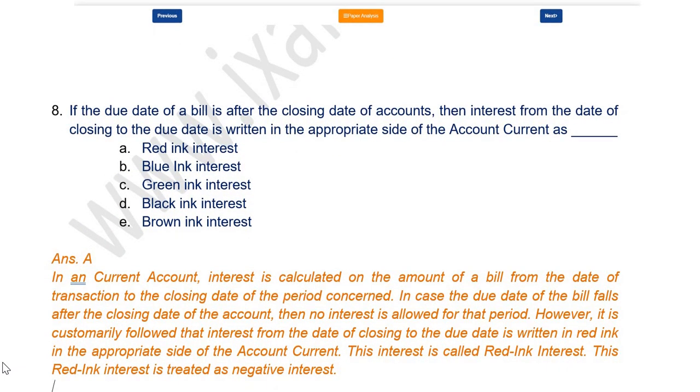Next question was related to a bill which is falling due after the closing date of accounts, then the interest which has accrued but not fallen due, what happens to it if you are writing it in the account current? Basically this is indicated in red ink to specify that this has accrued but not fallen due, and because red ink is used, it is sometimes also referred to as red ink interest.